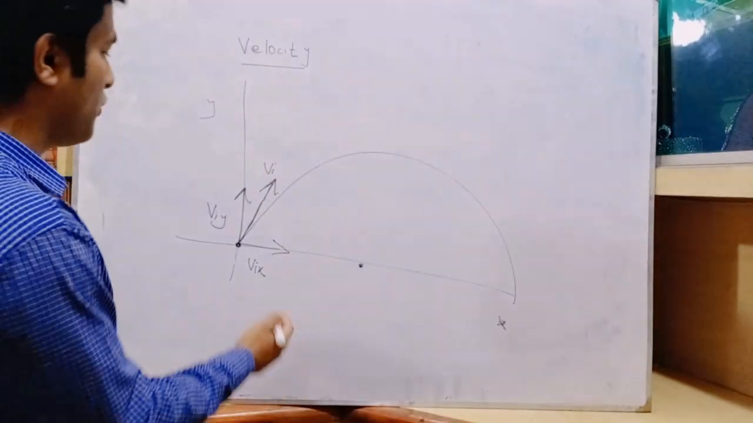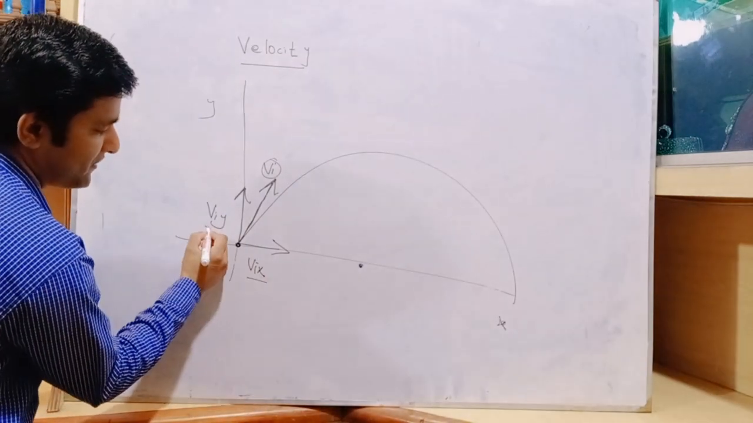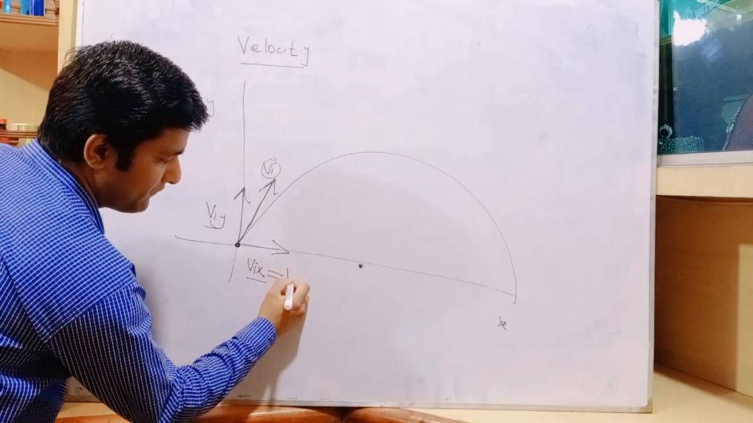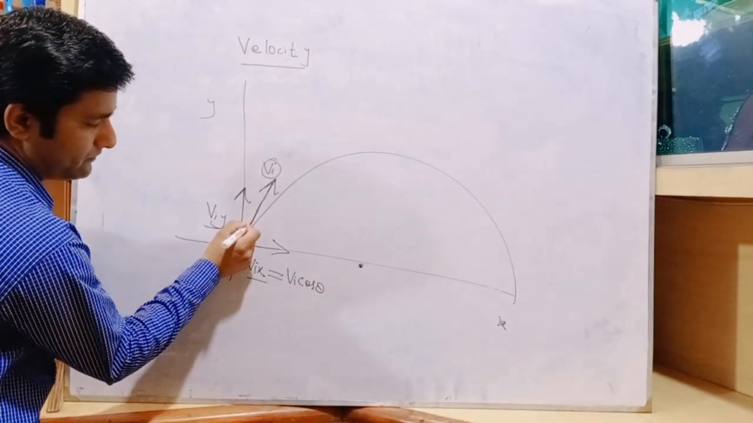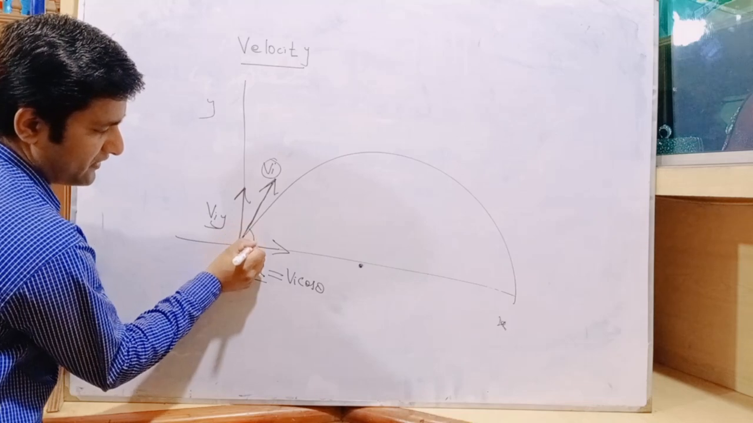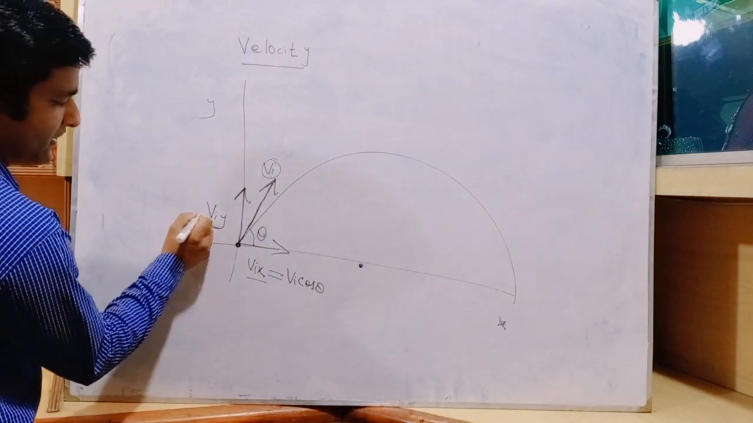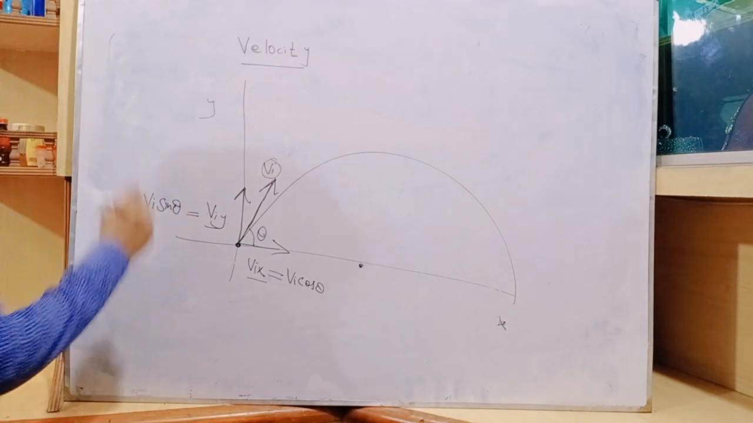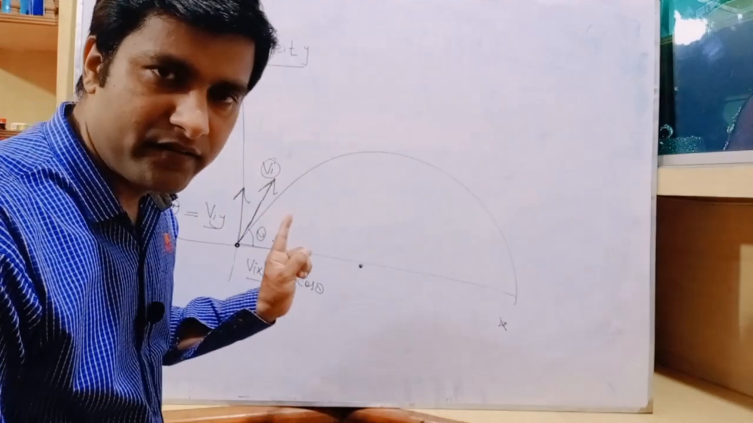All right, so here this is the initial velocity and it has two components. This is the X component and this is the Y component. So the X component is written VI cos theta, and this is the angle theta. And here VIY is VI sine theta. This is the initial velocity provided.